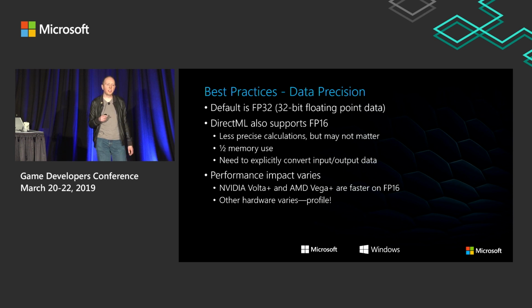Do keep in mind you may need to explicitly convert your data to FP16 if it originates in a different format. Now, the performance impact of doing this can vary. On NVIDIA Volta and later, and AMD Vega and later hardware, they can run significantly faster on FP16. For other hardware, it can vary depending on what you're doing. So that's another reason you always want to profile and make sure you're getting the gains you expect. This is also an area of ongoing research and development by the GPU makers, so you may see further improvements here in the future.